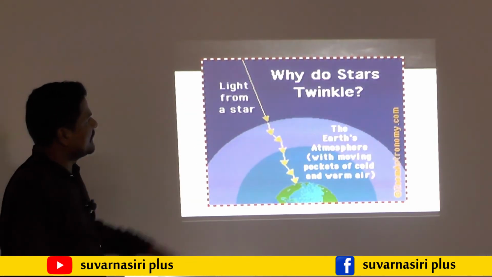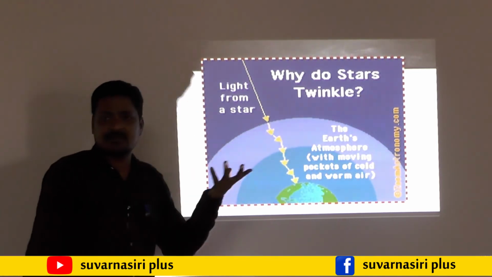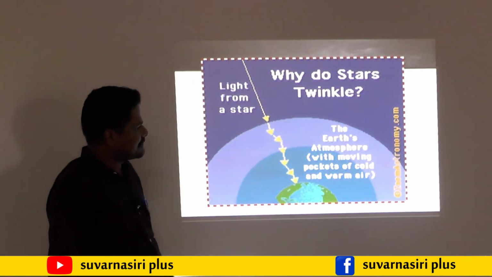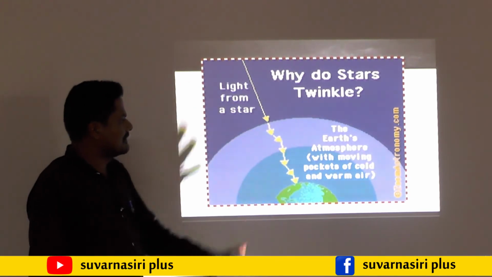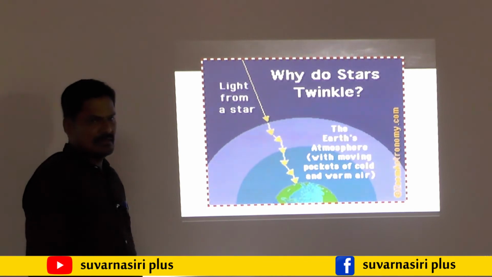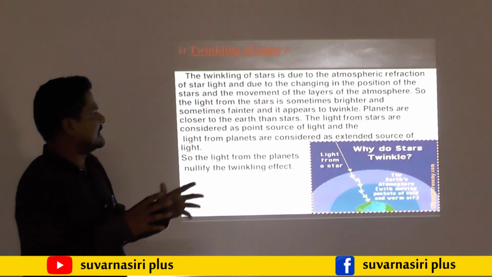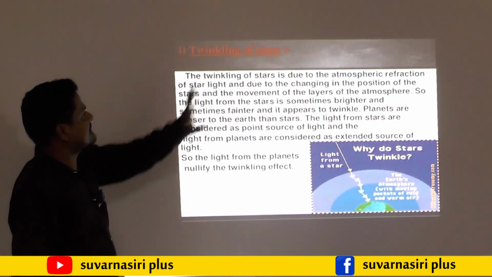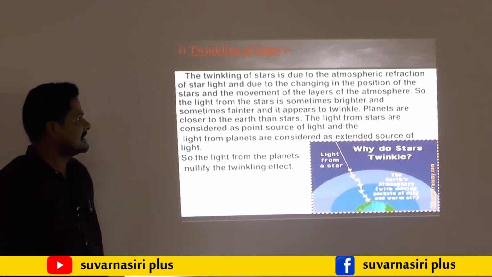So here, why do stars twinkle? Already I said stars twinkle because of atmospheric refraction. The Earth's atmosphere has moving pockets of cold and warm air. So due to that, the refractive index of the different layers changes and different things are happening. Next, stars are twinkling. Star twinkling is due to atmospheric refraction.